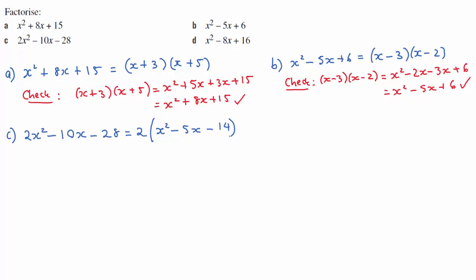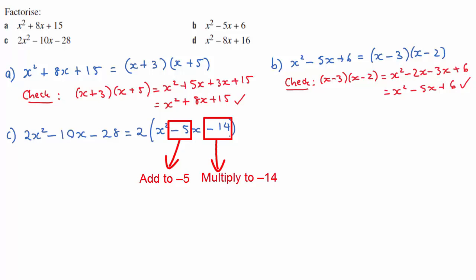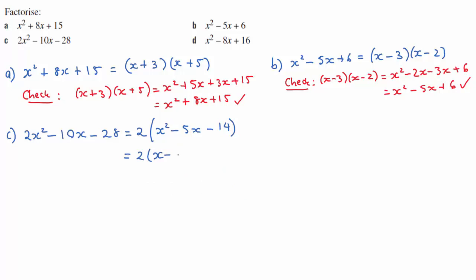So now we're going to be looking for two things that multiply together to give us negative 14 and add together to give us negative 5. Well, two things that multiply together are 7 and 2, but we need one of them to be negative to give us a negative 14 result. Note that we're also looking for them to add together to give negative 5. So that means we want the larger of those numbers, the 7, to be negative. So then we can have negative 7 plus 2 to give us negative 5. So this gives us 2 lots of x minus 7 times x plus 2.